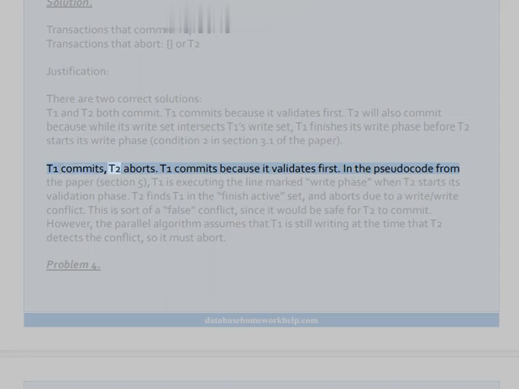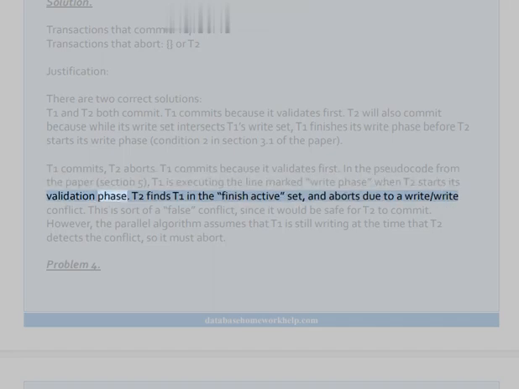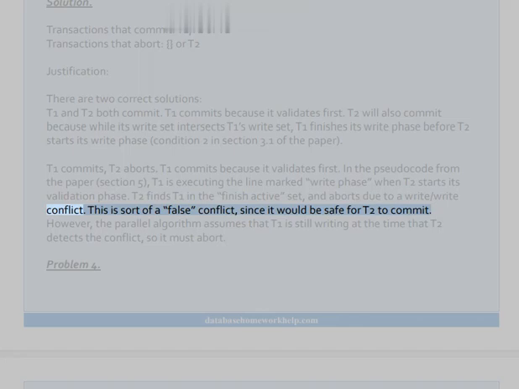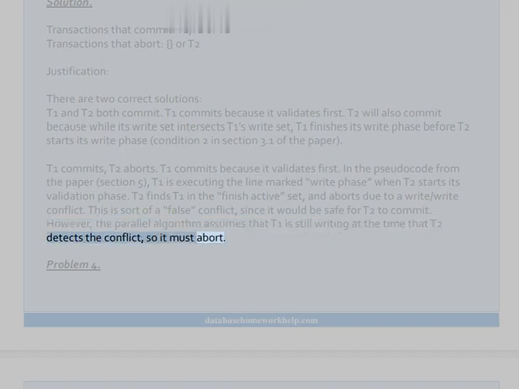T1 commits, T2 aborts. T1 commits because it validates first. In the pseudocode from the paper, section 5, T1 is executing the line marked write phase when T2 starts its validation phase. T2 finds T1 in the finish active set, and aborts due to a write/write conflict. This is sort of a false conflict, since it would be safe for T2 to commit. However, the parallel algorithm assumes that T1 is still writing at the time that T2 detects the conflict, so it must abort.